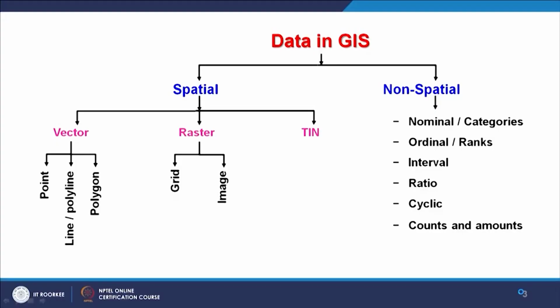Now let me discuss all types of data in GIS first. As we have also discussed, there are two major types of data in GIS: spatial data and non-spatial data. Spatial data includes vector data, raster data and TIN data, and non-spatial data is mainly attribute data or tabular data. There are different types of vectors, as mentioned: point, line or polyline, and polygon. So three types of vectors are there.